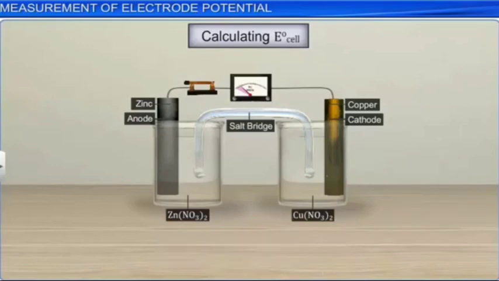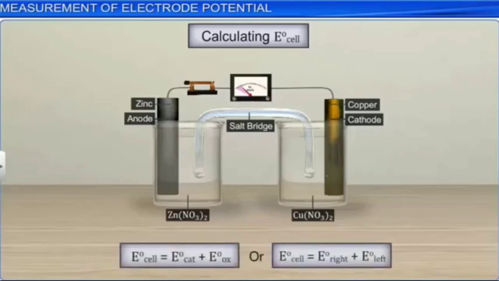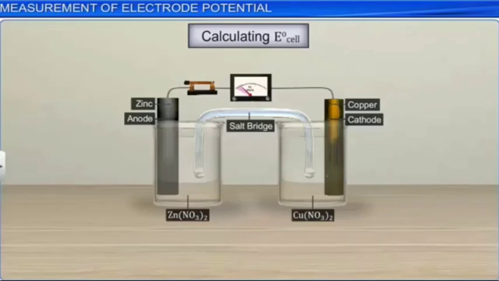The electrode with the positive reduction potential acts as the cathode, while the electrode with a negative reduction potential acts as the anode with respect to the standard hydrogen electrode.